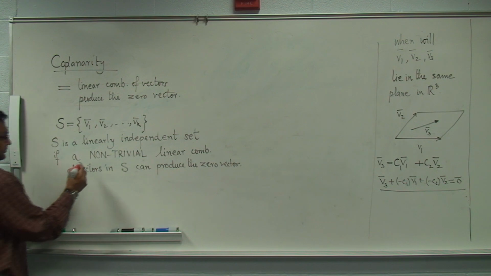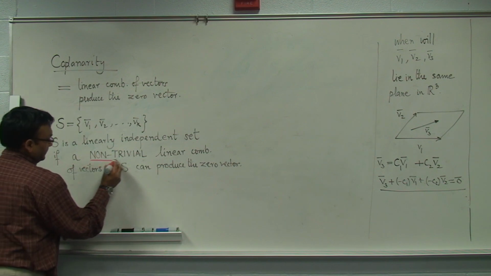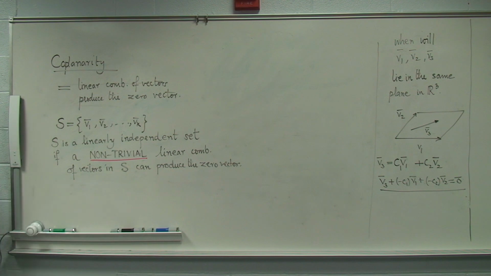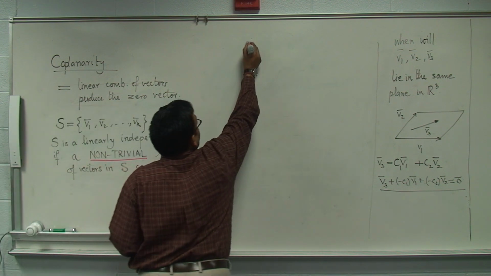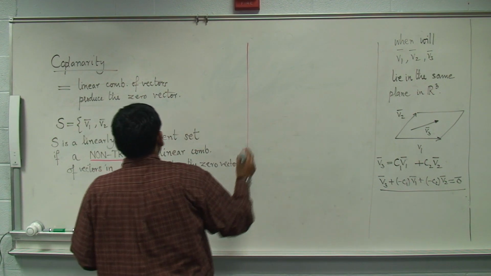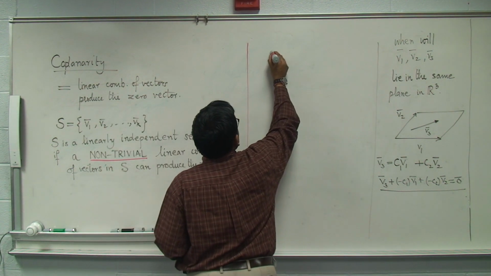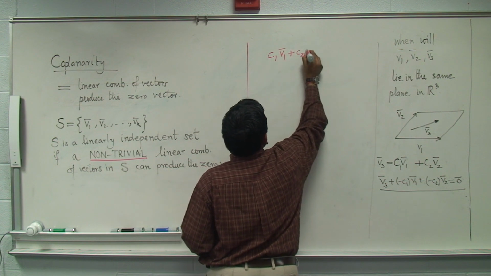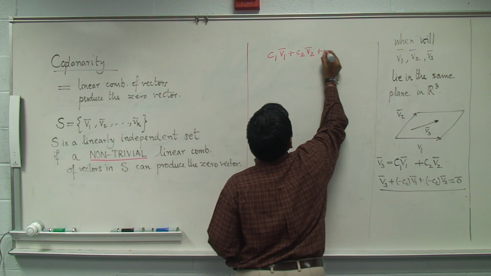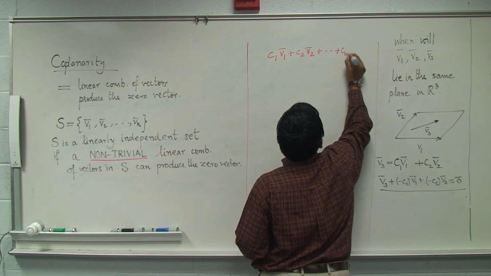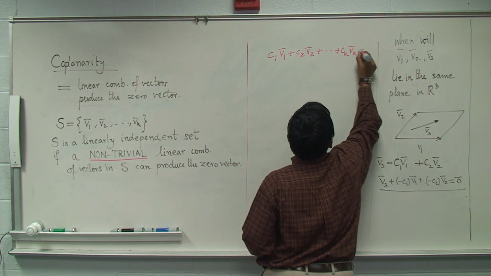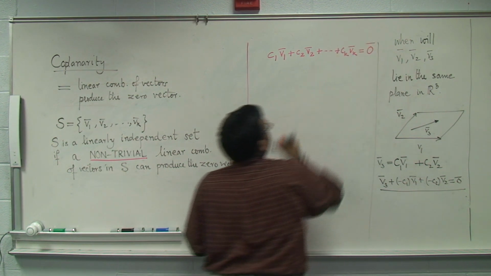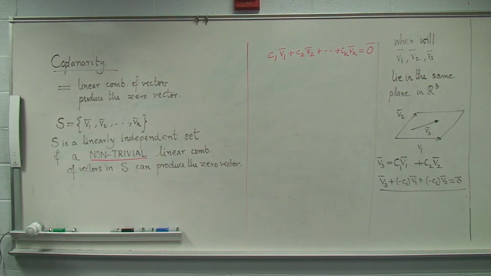So there are a couple of things we would like to emphasize. One is the non-trivial part. What exactly do we mean by the non-trivial linear combination? So first of all, let us see what do we mean by linear combination. Well, recall the span. There we had talked about linear combination. So we are saying, can I produce a 0 vector by combining my vectors and scaling them appropriately?